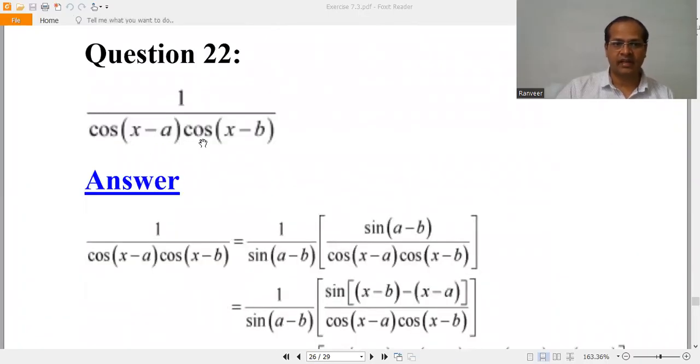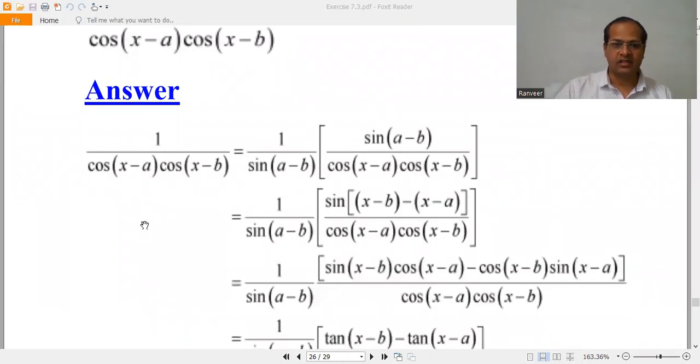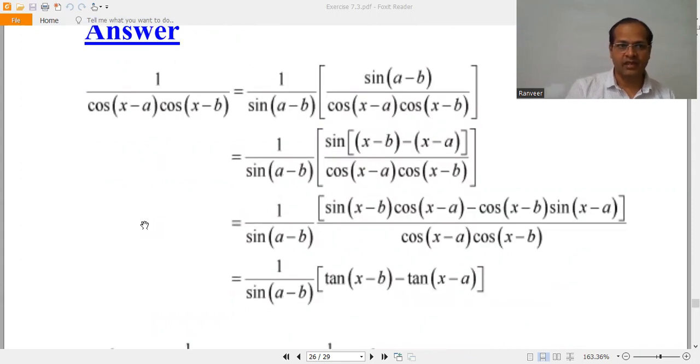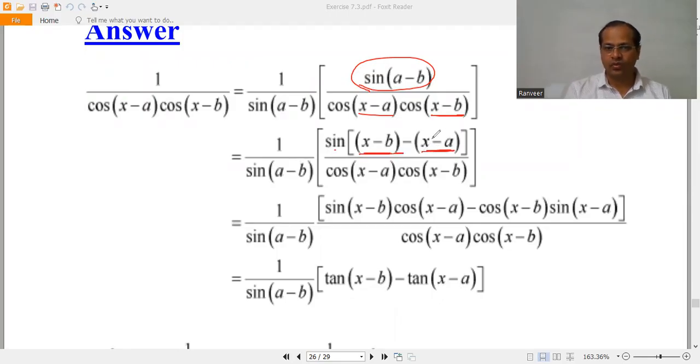1 divided by cos(x minus a) cos(x minus b). Now in this type of question, first of all we have to multiply by sin(a minus b). If we multiply by sin(a minus b), what is the advantage? We can convert it into sine of whatever the value is. Suppose x minus a, x minus b. First of all, we have to write it in the format x minus b, x minus a. Once we write it like this, what is the advantage? Once we solve this, it is a minus b only. So this is the first step. When both terms are cos, you have to multiply by sin(a minus b).